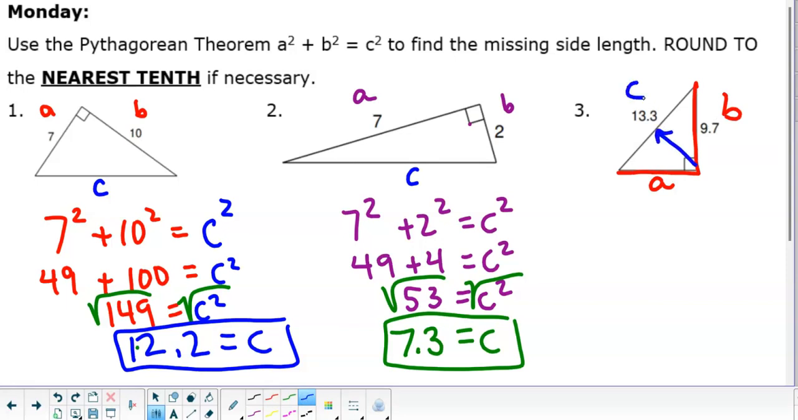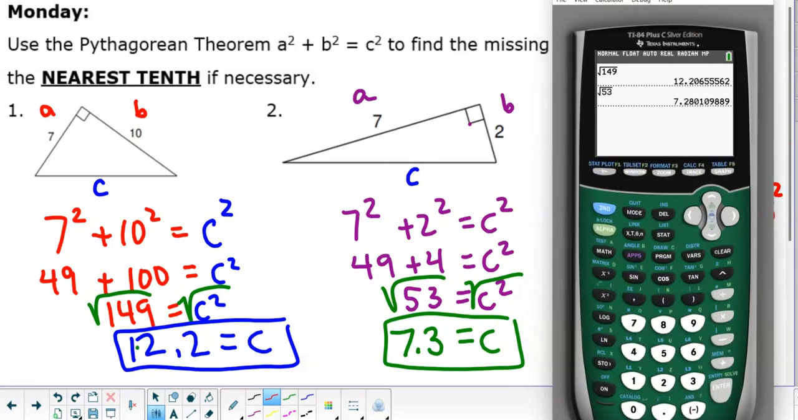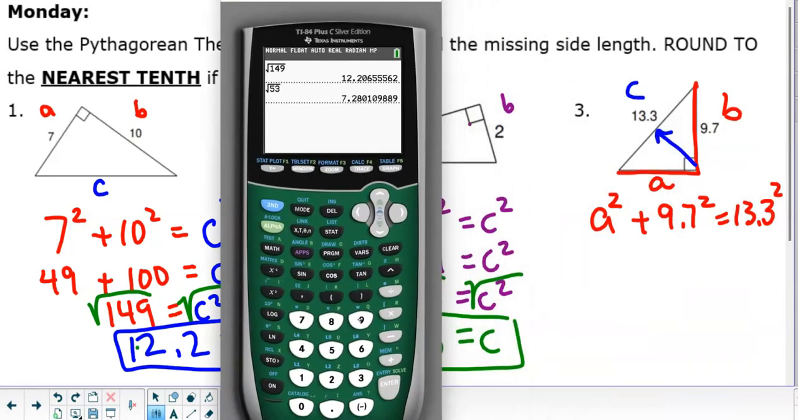The hypotenuse has a value this time. So when I put my numbers in the right positions, this time, the A is missing. So I'm going to need to use my calculator to square 9.7. And I need to use my calculator to square 13.3.